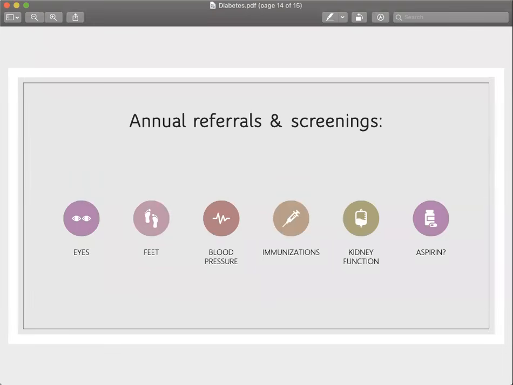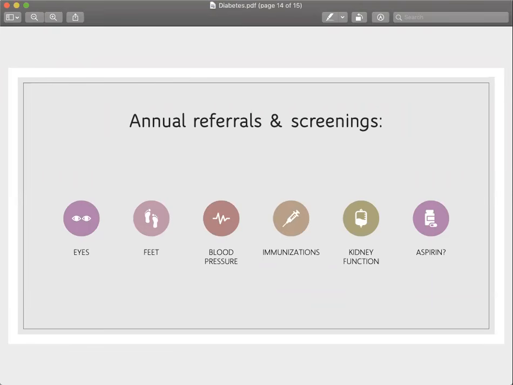What about blood pressure? What blood pressure do we want our diabetic patients to be less than? Less than 130/80 according to the ACC/AHA guidelines. And why is that? Well, that's because it will help prevent those macrovascular complications, right? It will help prevent CAD, strokes, etc.